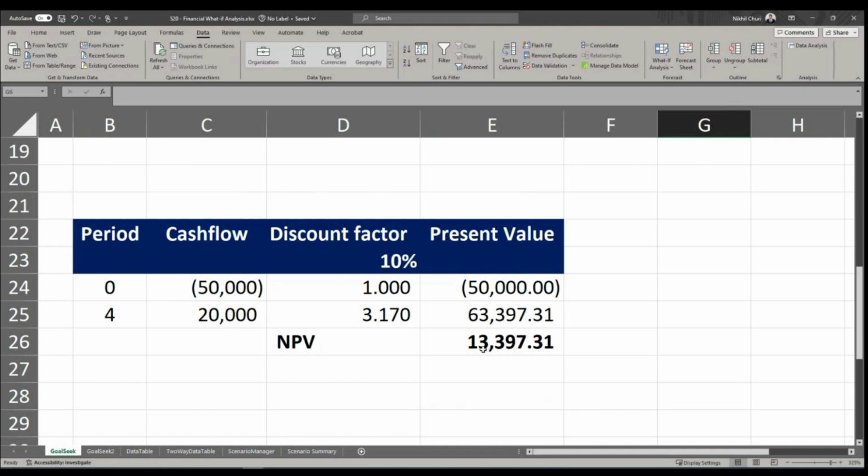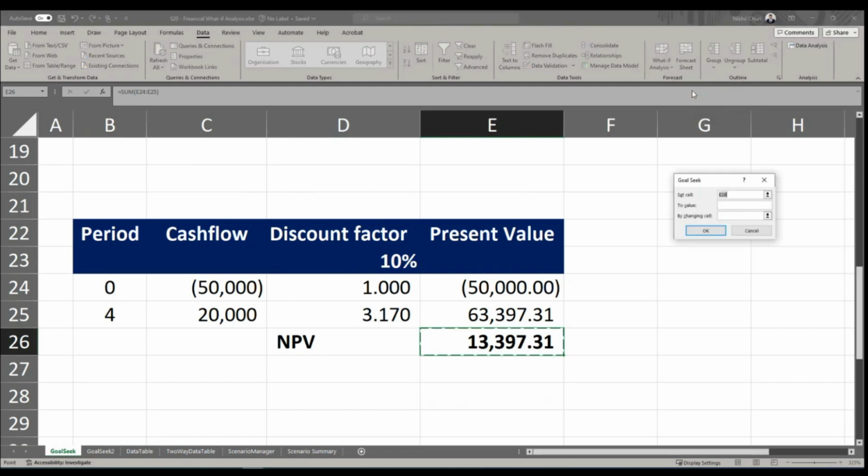And let's try and solve the same problem using what if analysis. So again, the goal is the same. I want my NPV to be 20,000, keeping the discount factor same at 10% and time period same, and by changing the cash flow. So let's go ahead and do that. Again, this can also be done using the trial and error method, but it will take a lot of time. So thanks to Excel, it has this formula inbuilt. So I'll again go to what if analysis.